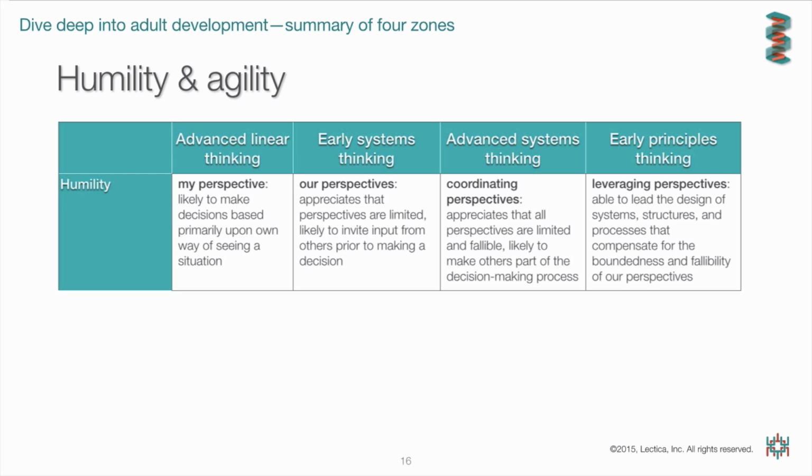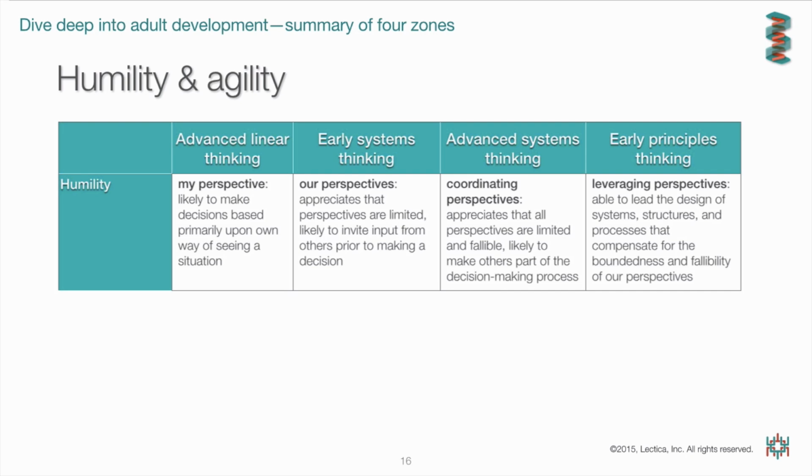In advanced systems, the focus is on coordinating perspectives. Advanced systems thinkers understand that perspectives are limited and fallible, and are likely to make others a key ingredient in the decision-making process. In early principles, the focus is on leveraging perspectives. Early principles thinkers can lead the design of systems, structures, and processes that compensate for the boundedness and fallibility of human perspectives.